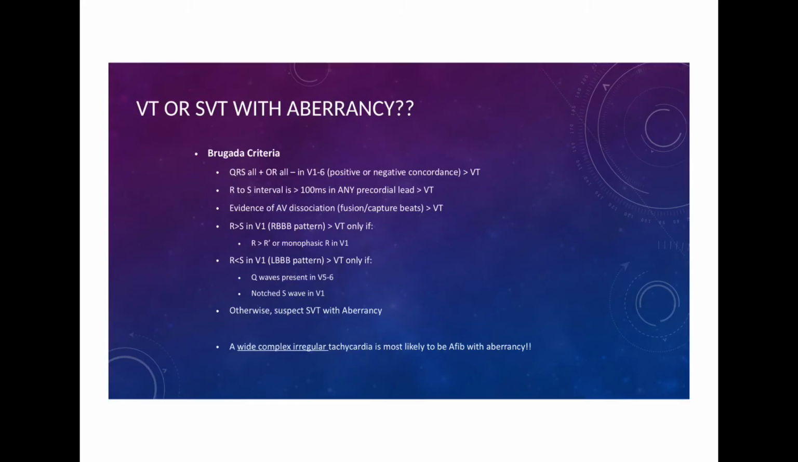Now, there are other rules, this is a little more advanced, to try and figure out whether a wide complex tachycardia is more likely to be ventricular tachycardia or a supraventricular tachycardia with aberrancy, and these are called the Brugada criteria. It's not recommended that, especially if a patient's not stable, you try to apply these criteria, because missing ventricular tachycardia, not treating it quickly, can really lead to severe negative outcomes for the patient.